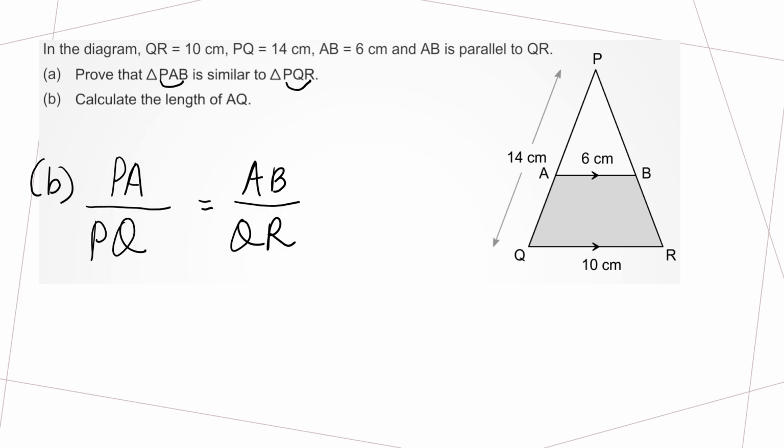Okay, so ratio of the corresponding sides, we can compare PA over PQ. You're asked to find the length of AQ. Okay, there's one common mistake that some students may make. So I'm going to tell you what is a common mistake. Some students will just go ahead and use PA over AQ equals to AB over QR.